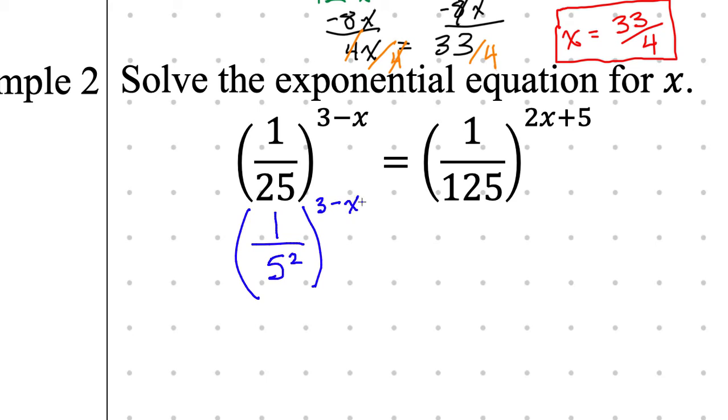3 minus x. Perfect. What about the right-hand side? This can be turned into what fraction?